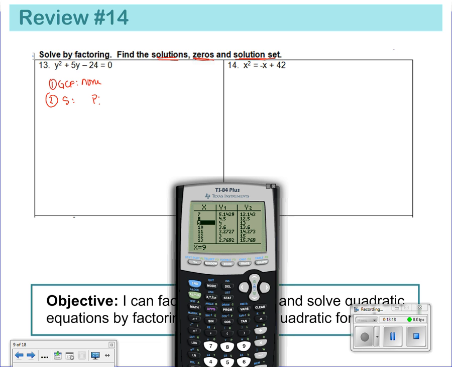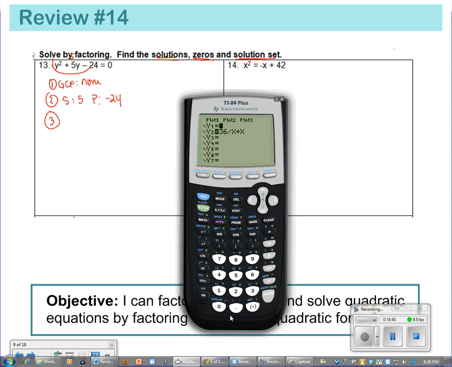The sum is the number in front of the variable of the middle term, and so in this case it's going to be 5. Our product, we multiply the coefficient of the squared term times the last, and that'll give us a negative 24. I'm looking for two numbers that will multiply to give you negative 24, but add to give you 5. I can't think of those two numbers right off the top of my head, so I'm going to use the calculator.